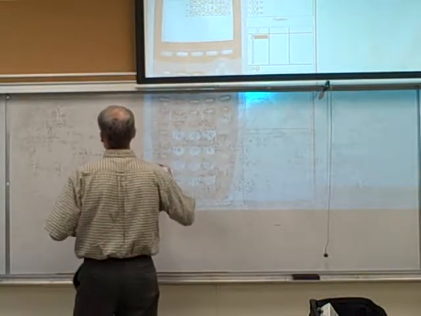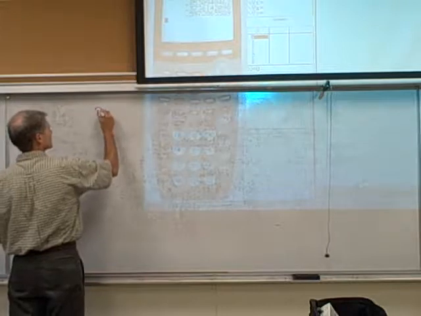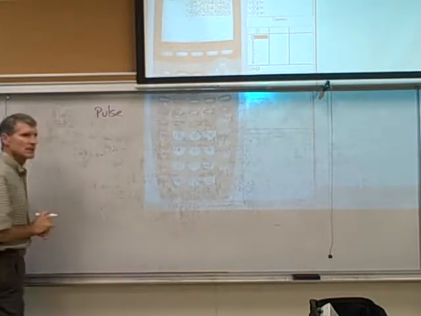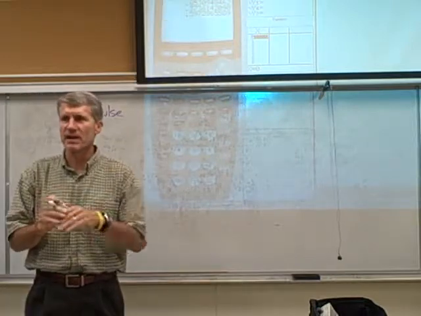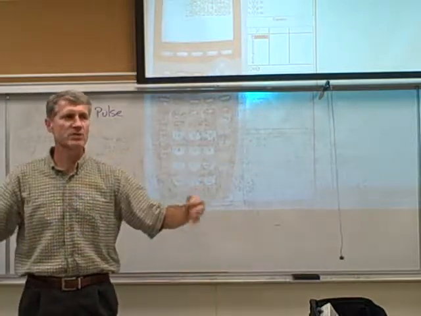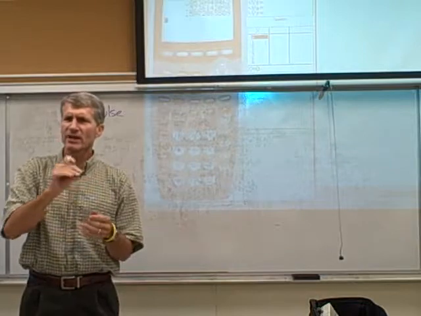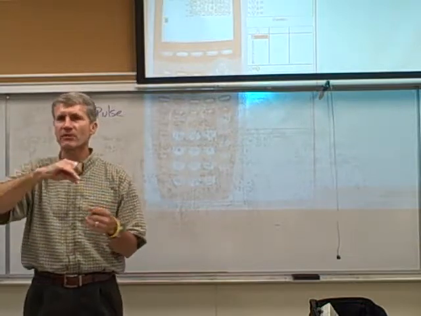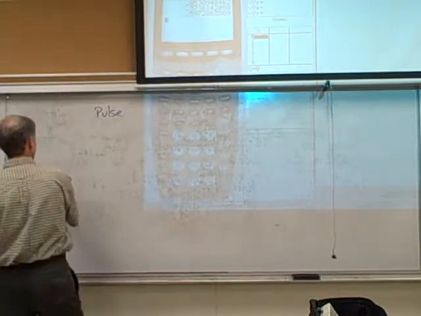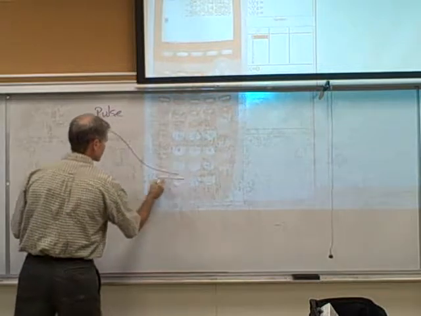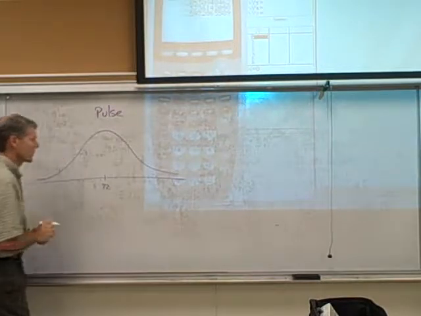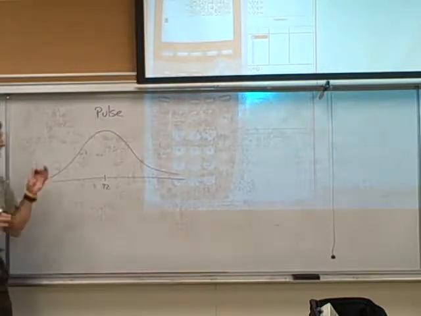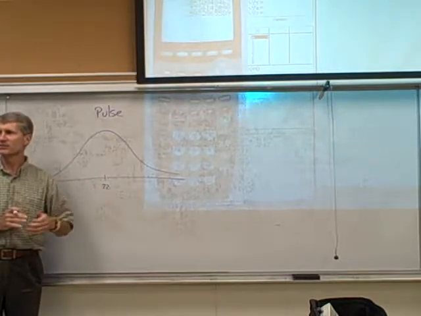So let's talk about pulses. Pulse is not truly a continuous random variable, but it has enough possible values that we can treat it as continuous. And we can draw a histogram and then kind of smooth that histogram out. So the pulse distribution was pretty bell-shaped and symmetric, and it had a center of around 72 beats a minute. It wasn't exactly 72, but it was close to that.